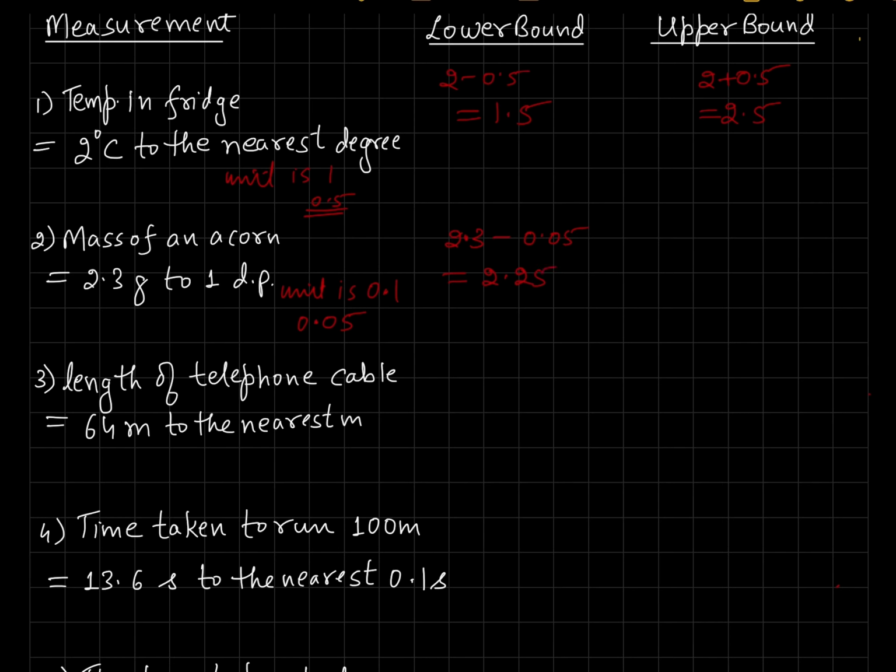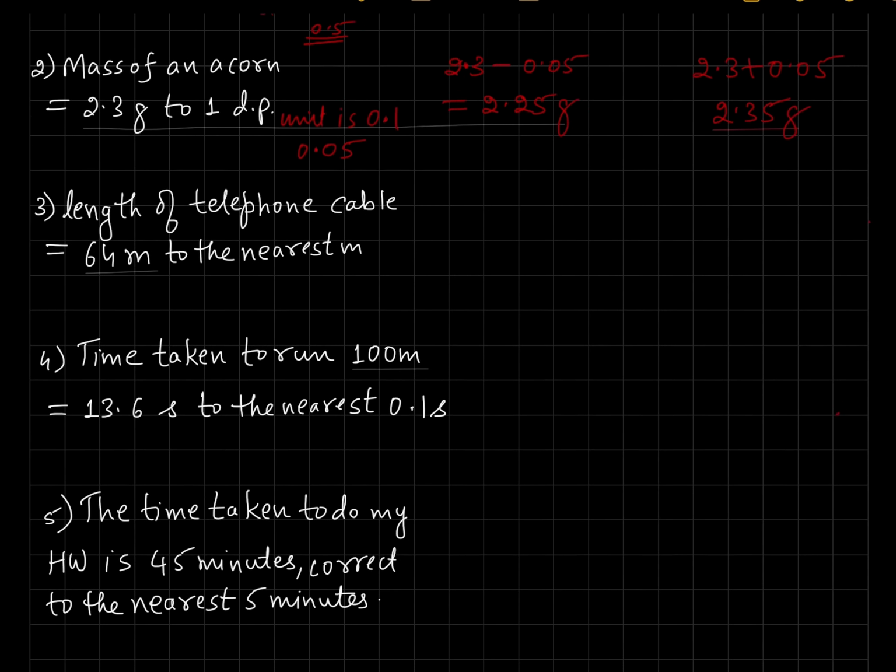2.25 grams. And the upper bound would be what? 2.3 plus 0.05, which is 2.35 grams. Okay, here we can write grams. Okay, let us see the next one.